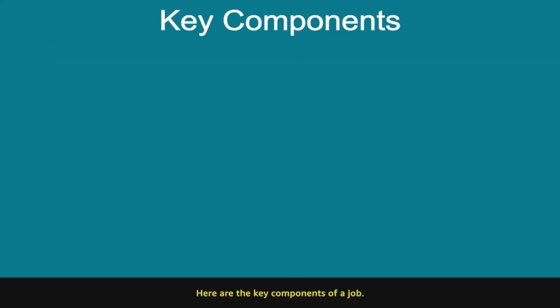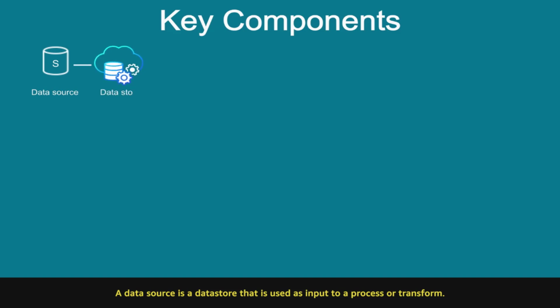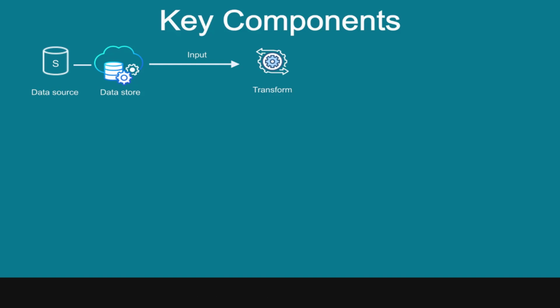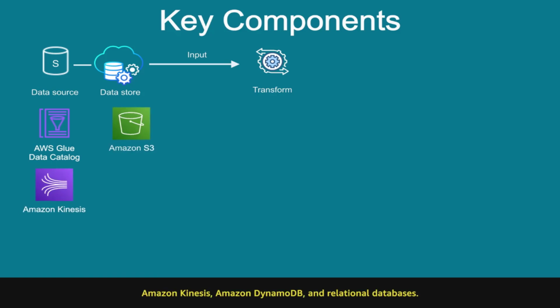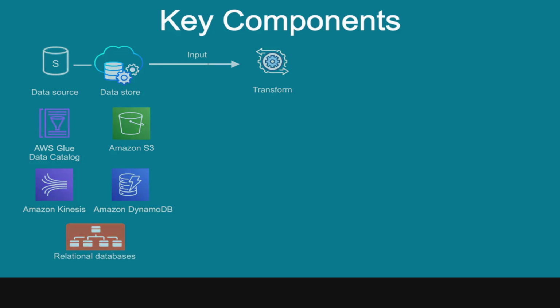Here are the key components of a job. A data source is a data store that is used as input to a process or transform. Some data source options include AWS Glue Data Catalog, Amazon S3 buckets, Amazon Kinesis, Amazon DynamoDB, and relational databases.